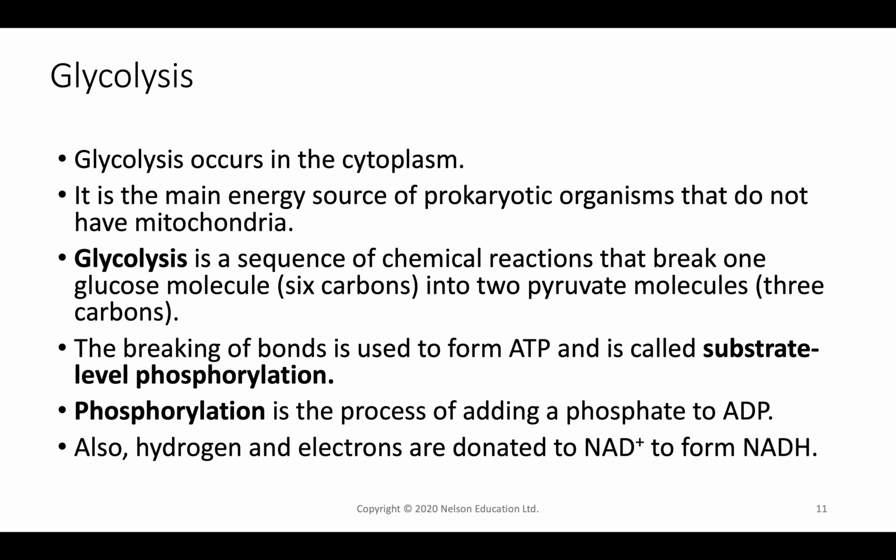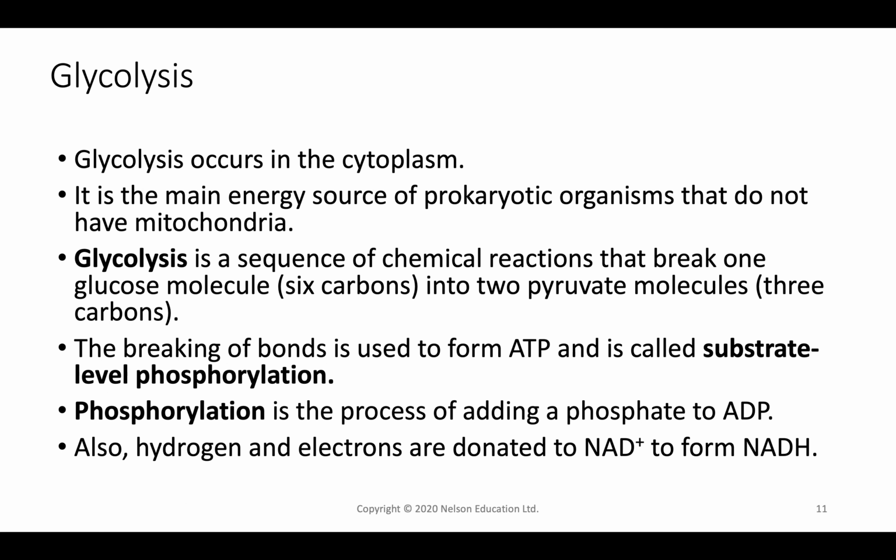You go from 6 to 3, go to the next one, 6 to 3, right? You're going to be getting about 4 ATP, I think, out of this. It's really not very much. But if it's all you've got, you do it over and over, you can get enough ATP. So glycolysis is going to be a series of chemical reactions that breaks one molecule that starts off as a glucose, 6 carbons, into 2 pyruvate molecules that end up as 3 carbons.